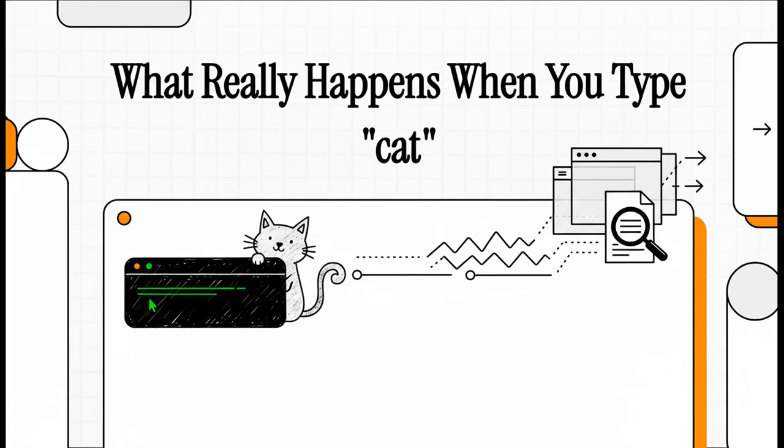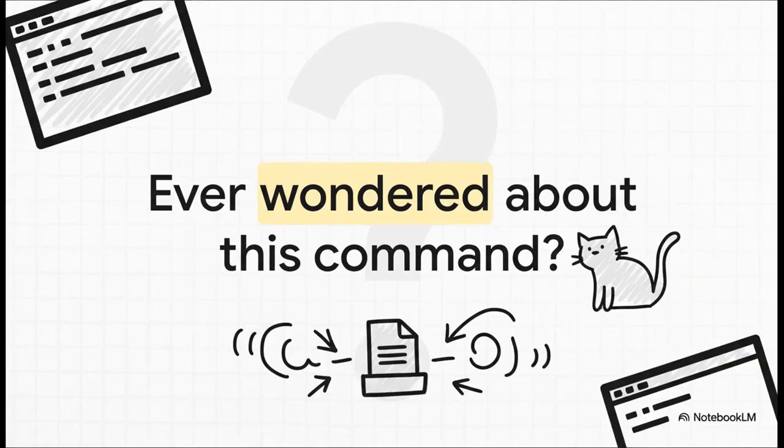All right, let's talk about a command you've probably typed 1,000 times, but maybe never really thought about. I'm talking about cat. It's one of those first commands we all learn, right? You type cat, some text scrolls by, and you just move on. But did you ever stop and think, wait a minute, what is actually going on here? And seriously, why in the world is it called cat?